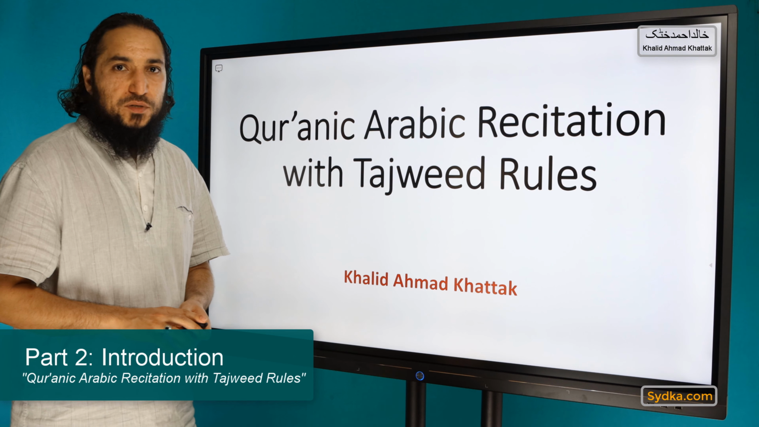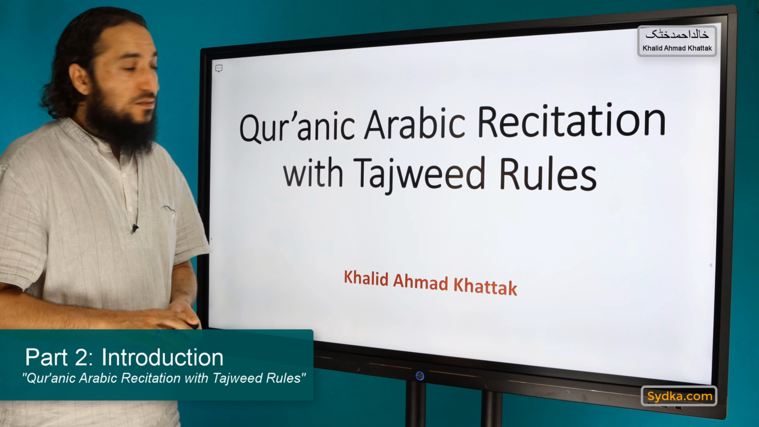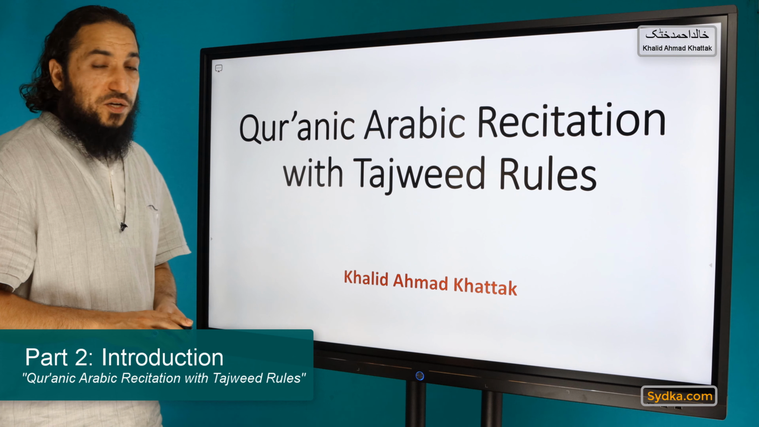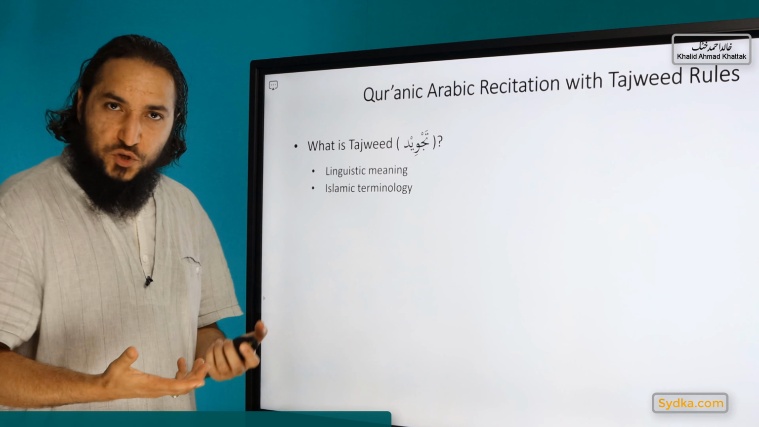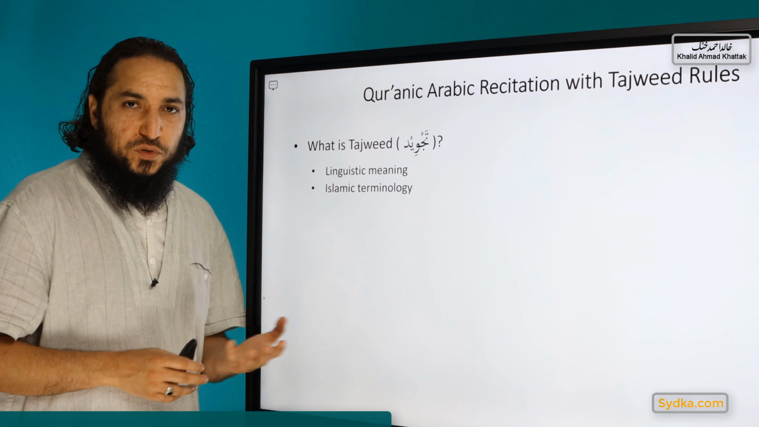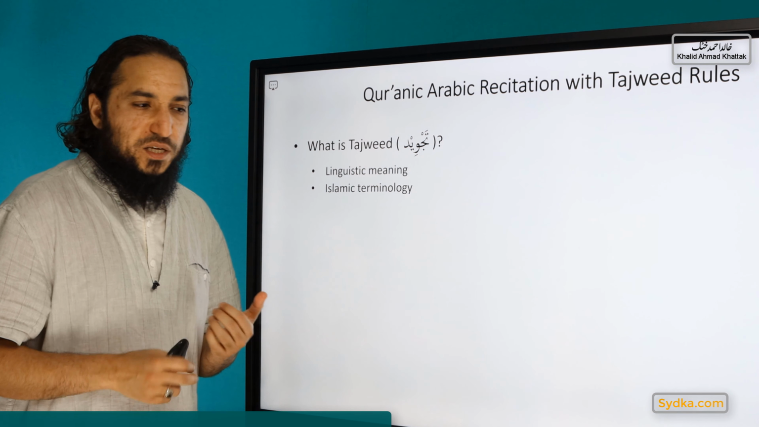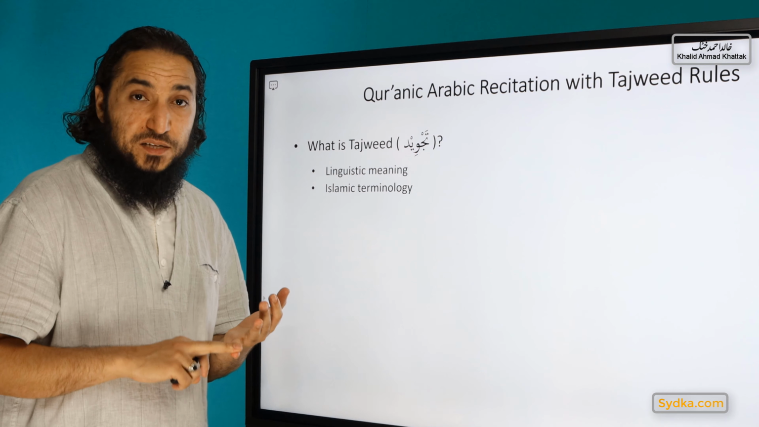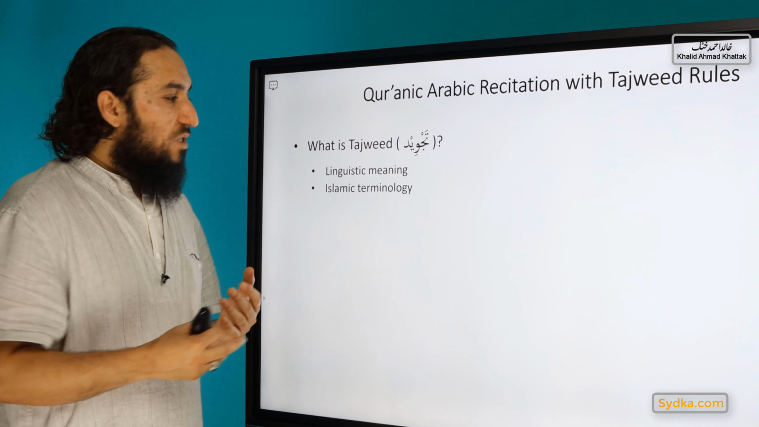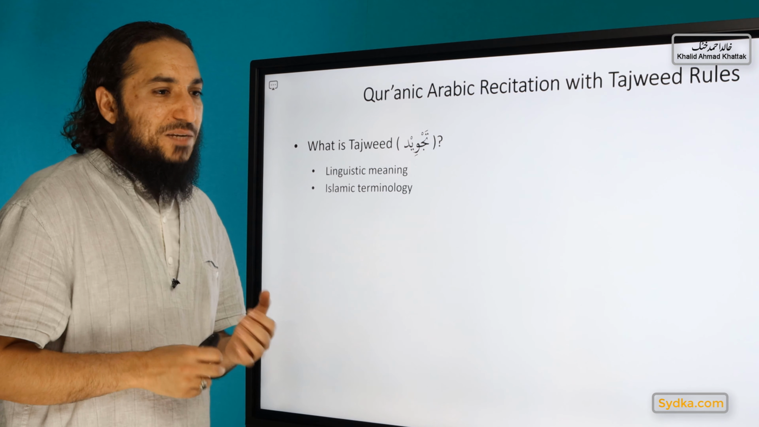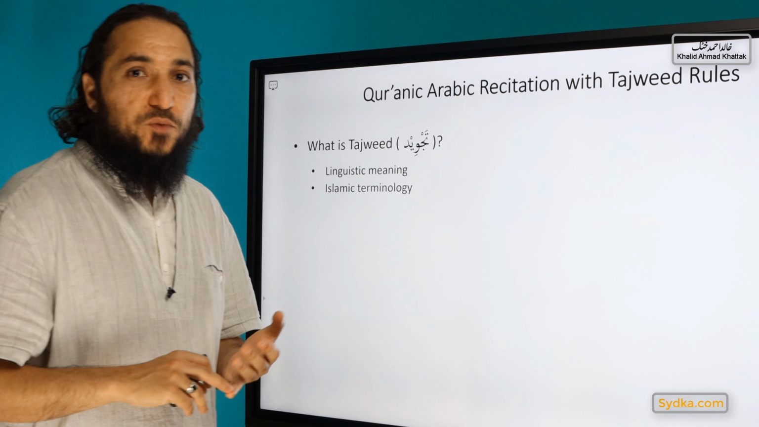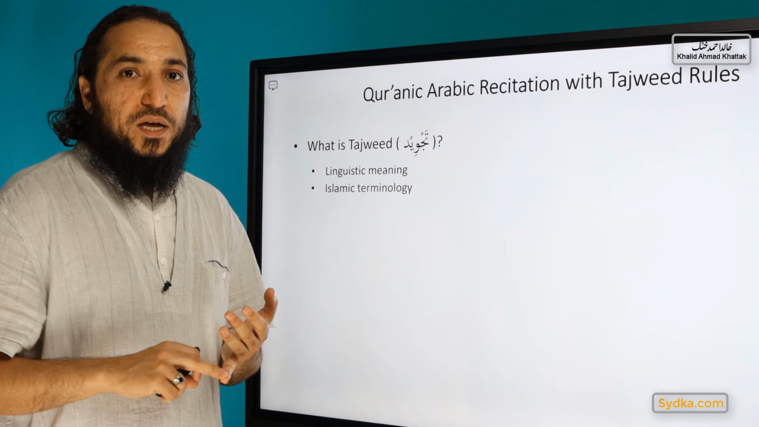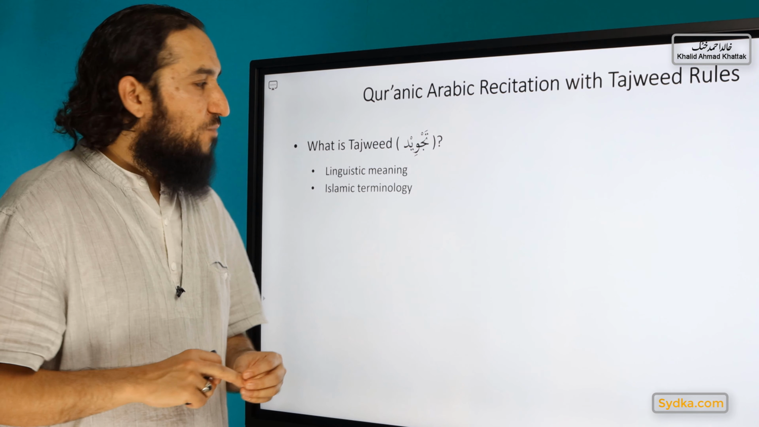Welcome back to the second part of introductory lesson sessions to Quranic Arabic recitation with Tajweed rule. So what is Tajweed? Tajweed can have two meanings. First, linguistically, it means excellence and precision. But in Islamic terminology, it means the recitation of the Quran the way it was revealed to Prophet Muhammad sallallahu alaihi wasallam through Angel Jibril alayhi salam.